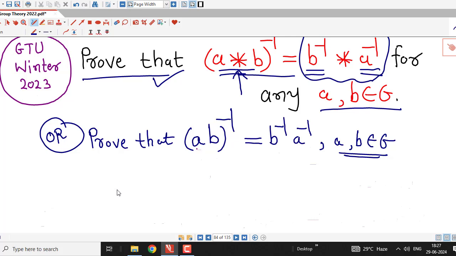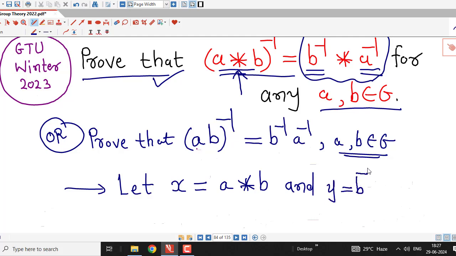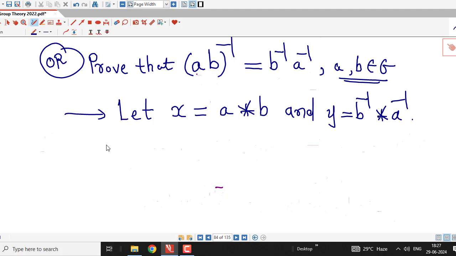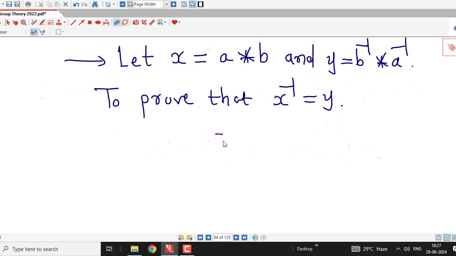So for simplicity, suppose I consider X equal to A star B and Y equal to B inverse star A inverse. Then you can see if I take A star B equal to X, then here I will have X and this I denote by Y. So I have to prove that inverse of X is equal to Y. So to prove that inverse of X is equal to Y, this we have to prove.